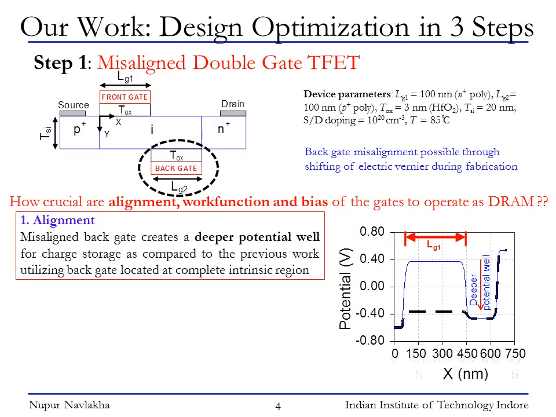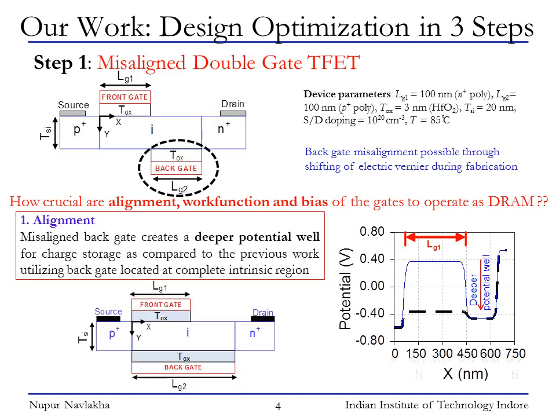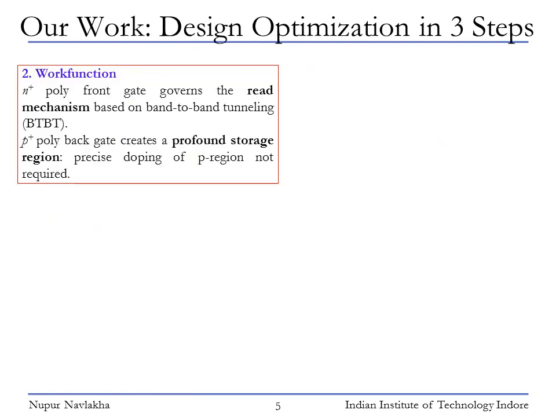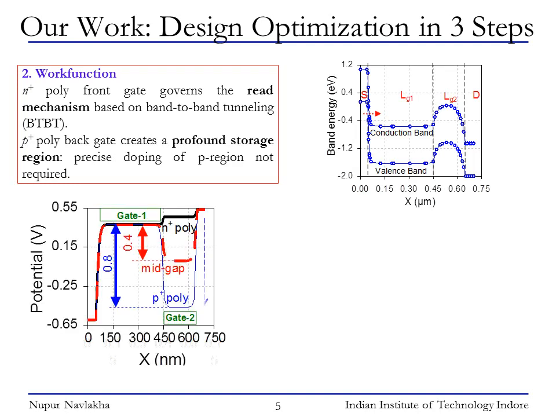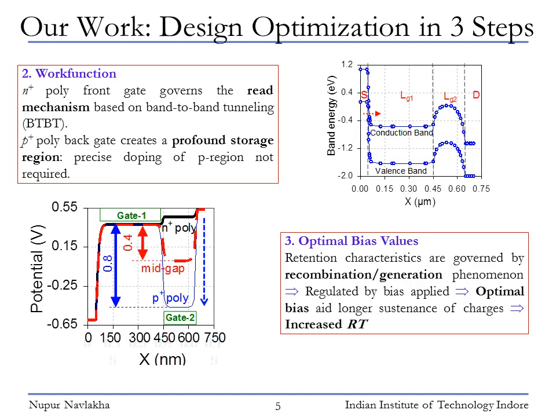This is better than the design with back gate at the complete intrinsic region that shows a shallower potential well. N+ poly front gate governs the read mechanism based on band-to-band tunneling, while P+ poly back gate creates a deep storage region. Retention characteristics are governed by recombination and generation phenomenon that can be regulated by bias applied. Therefore, optimal bias aids longer sustenance of charges that result in increased retention time.